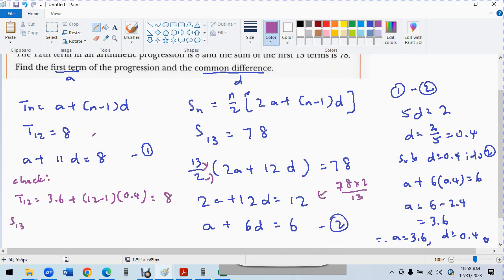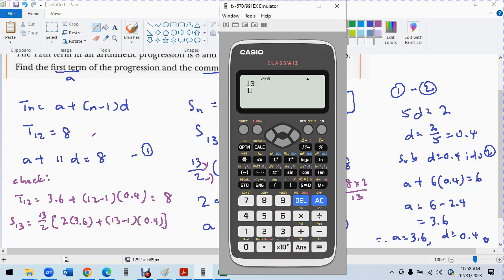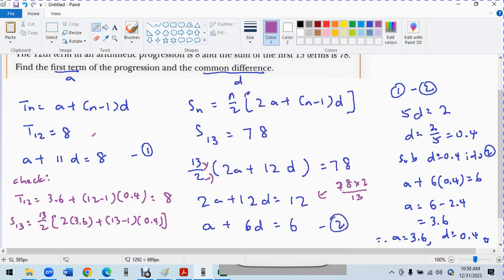Then we check S13, which is 13 over 2 times (2 times 3.6 plus (13 minus 1) times 0.4). So we have 13 over 2 multiplied by (2 times 3.6 plus 12 times 0.4), and it is 78. Correct.